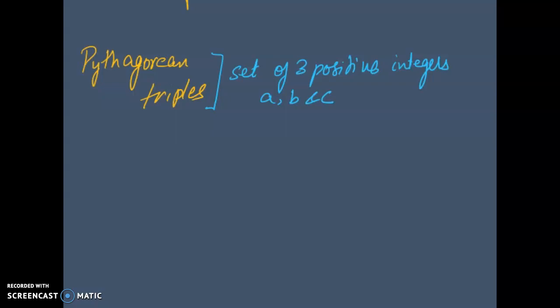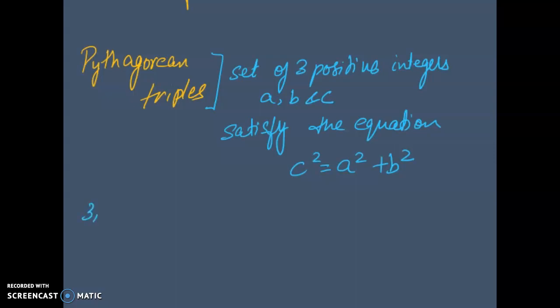And these three positive integers should satisfy the Pythagorean equation. That means C squared is equal to A squared plus B squared. If the three numbers satisfy this equation, then these are called Pythagorean triples. The most common Pythagorean triples are 3, 4, and 5. And any multiple of 3, 4, 5 is also a Pythagorean triple.